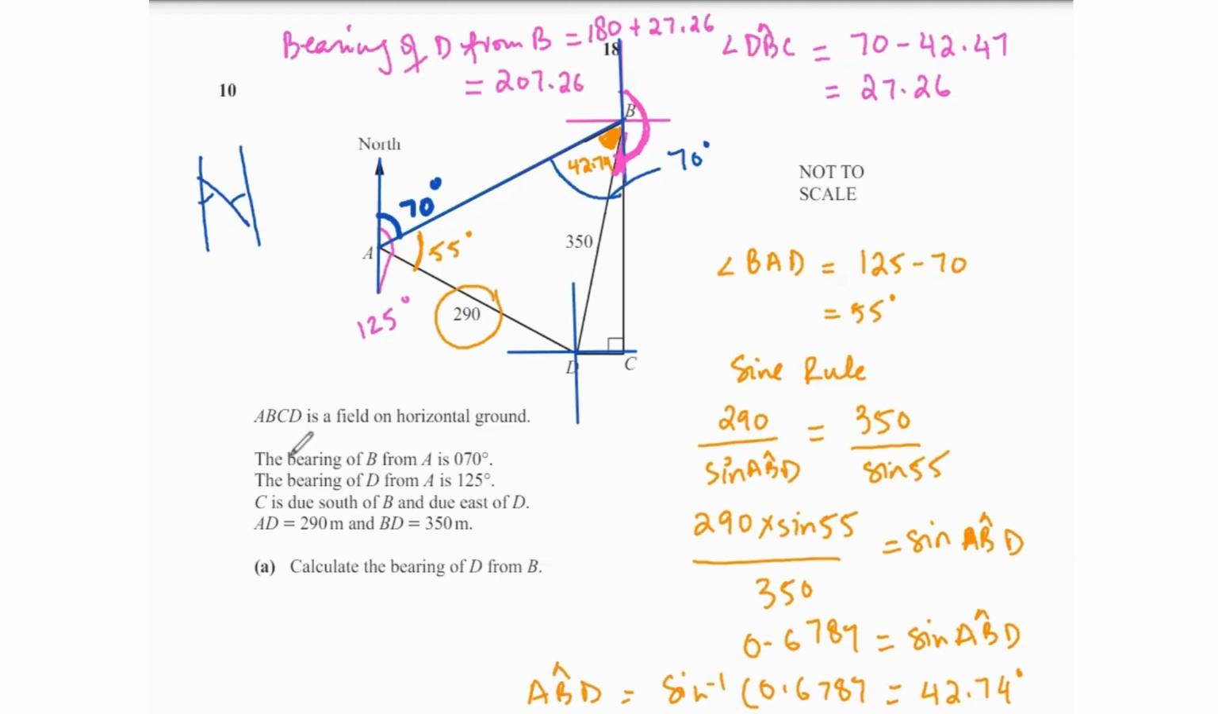So you start with finding the angles inside the triangle ABD. Using the sine rule, we find another angle, and then we use the property of parallel lines to find another angle, which is in the triangle BDC. Then we add that to 180 to find the bearing of D from B.